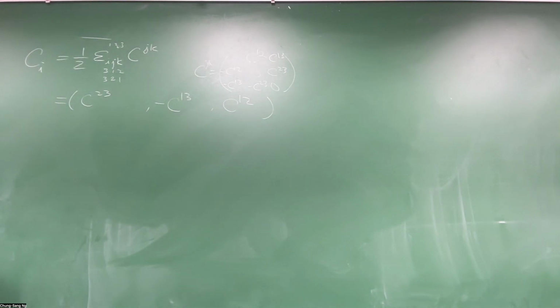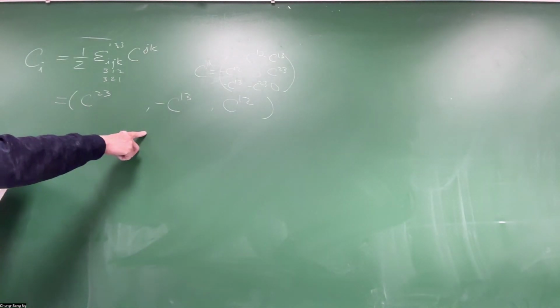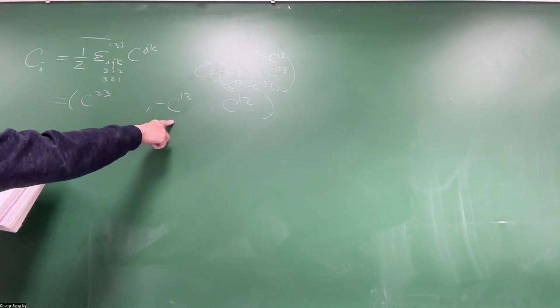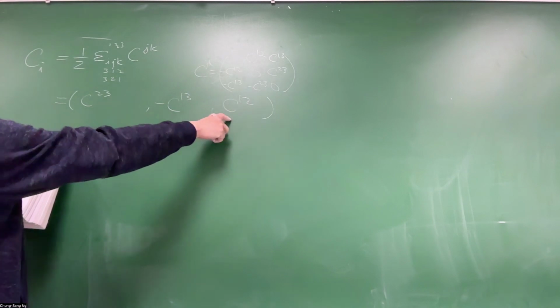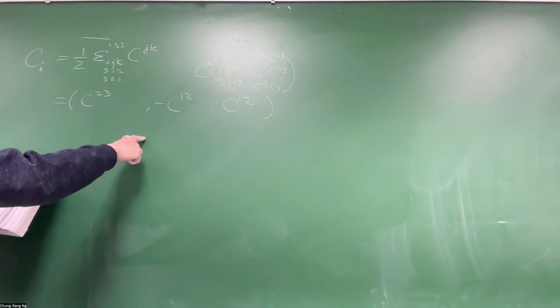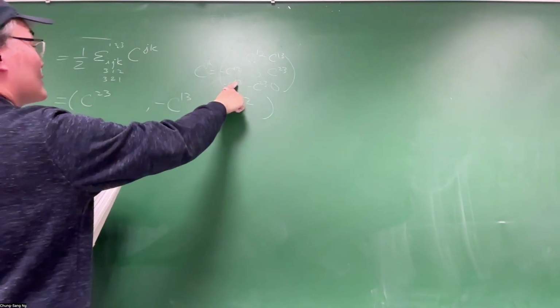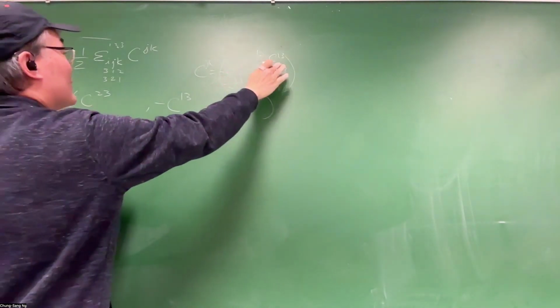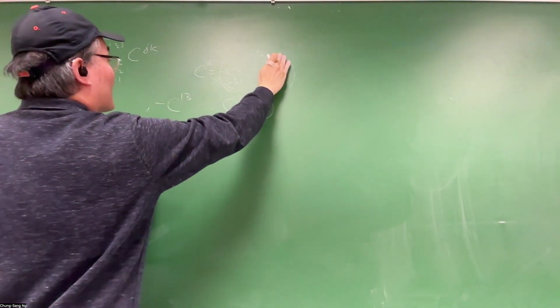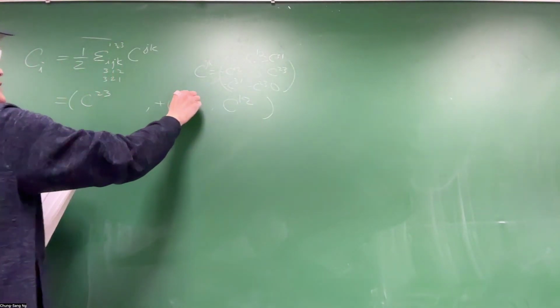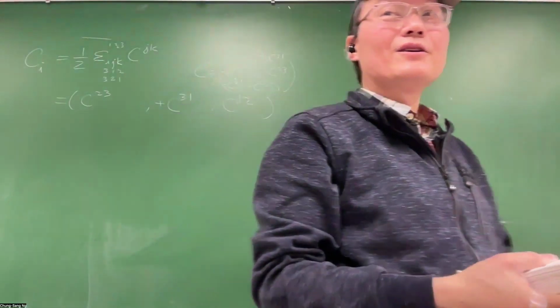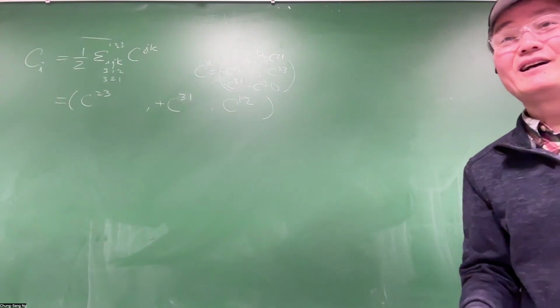But the textbook didn't write it this way. The textbook has C_23, C_31, and C_12. So your textbook defined it a little bit differently. This should be called C_31, that's negative C_13. And this is C_31. Okay, that way we recover the textbook.